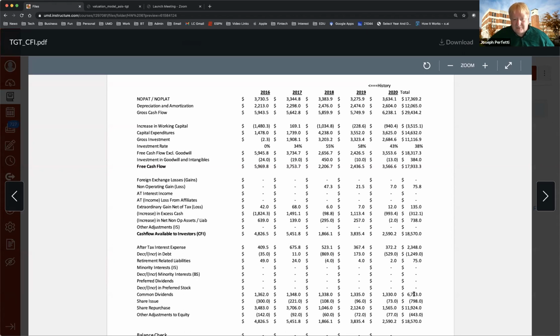Tell me the story of what's going on with Target. Tell me the story as you walk through the CFI, the twists and turns of what's really going on here. Tell me the story of what's going on with the ROIC tree. In fact, you can even relate some of the things in the ROIC tree versus the CFI and what the company is doing. But you're telling a story, right?